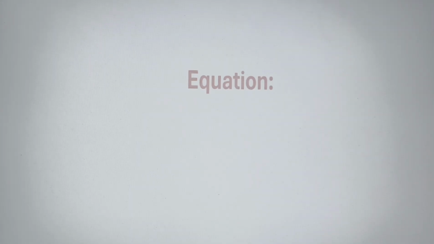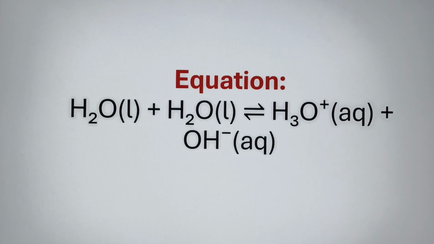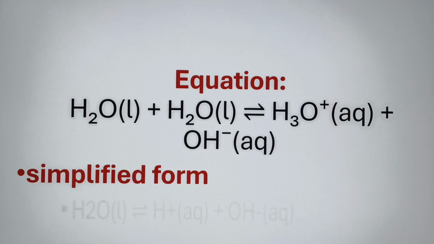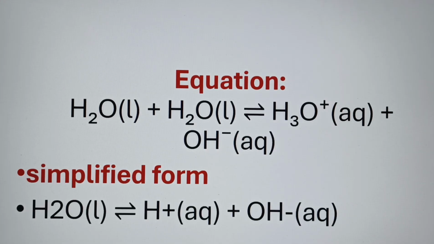Next, we understand this concept through a chemical reaction. As we can see in this reaction, one water molecule donates a hydrogen ion, a proton, to another water molecule. The one that gains the hydrogen becomes a hydronium ion and the one that loses a hydrogen ion becomes a hydroxide ion. Sometimes we write a simplified form, as we can see in this chemical equation. This means one molecule of water breaks down into one hydrogen ion and one hydroxide ion. These ions are responsible for the small electrical conductance of water.